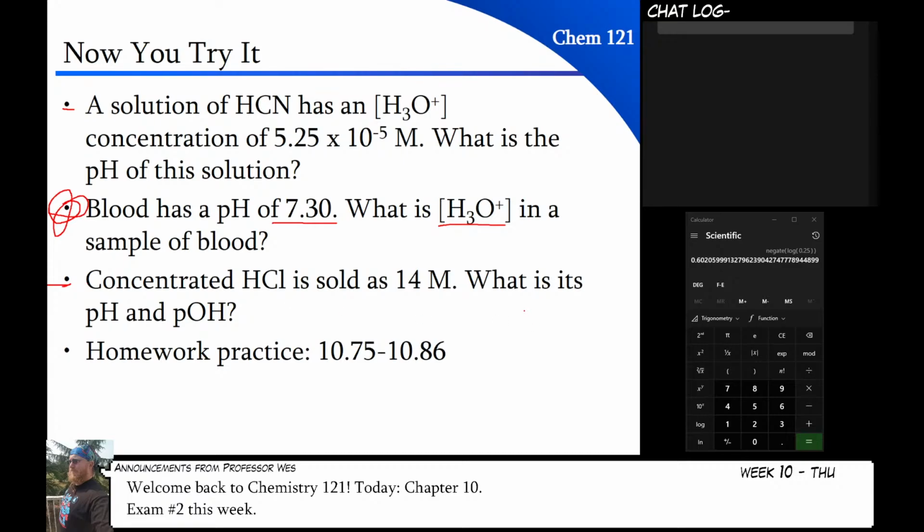So go ahead and do the first problem here. HCN has an H3O+ concentration of 5.25 times 10 to the minus 5. Find its pH. That's a weak acid, so I've given you its concentration of H3O+. And then I want you to tell me what the pH of 14 molar HCl is, and then calculate its pOH. All right, I'll give you about 5 minutes to do those, and then we'll do number 2 after that.